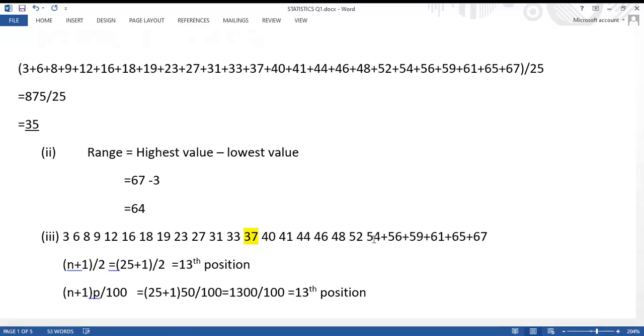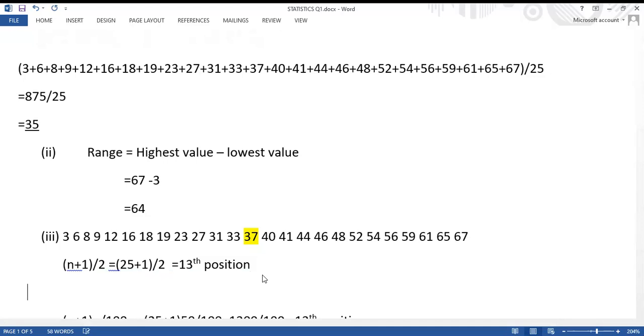How did you arrive at that 50? The median is the 50th percentile of the data set, right? Just imagine that the whole data set is 100%, and then the middle one will be at 50%. So that's how we did it. So let me just put that here.